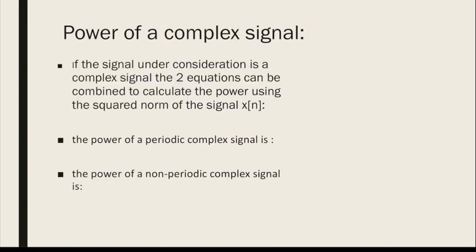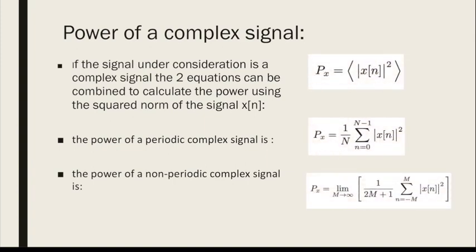Then we're going to move into the next section, which is the power of a complex signal, which is pretty much the same as the real value signal, but with one different thing, which is the absolute value. This is the only difference between the complex signal and the real value signal. It's exactly the same, but we have to use the absolute value of the input signal, x of n, to get the power of the signal. Whether it's periodic or non-periodic, it's exactly the same.